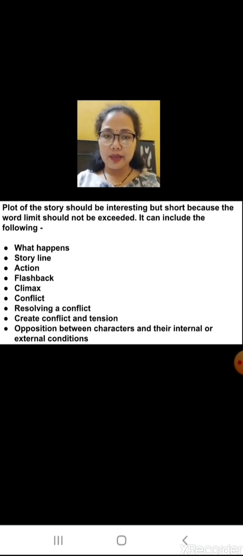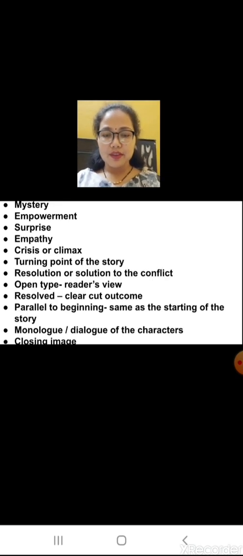Fifth, climax. Sixth, conflict. Seventh, resolving a conflict. Eighth, create conflict and tension. Ninth, opposition between characters and their internal or external conditions. Tenth, mystery. Eleventh, empowerment. Twelfth, surprise.